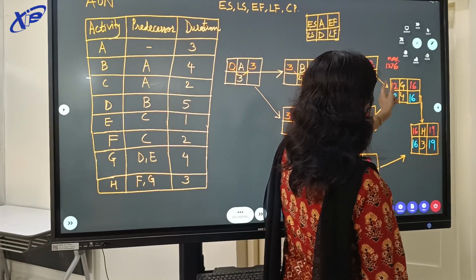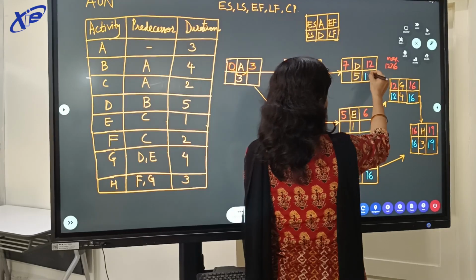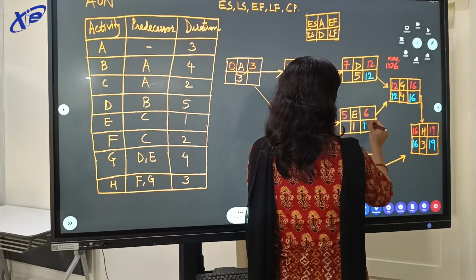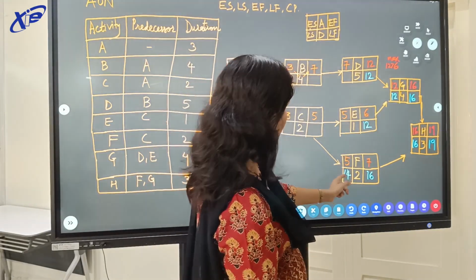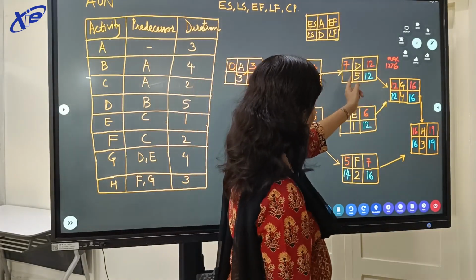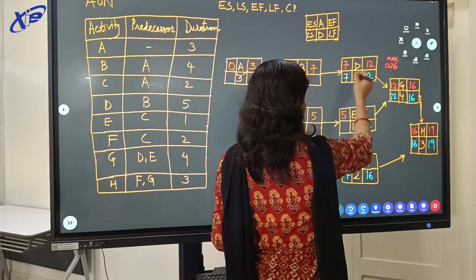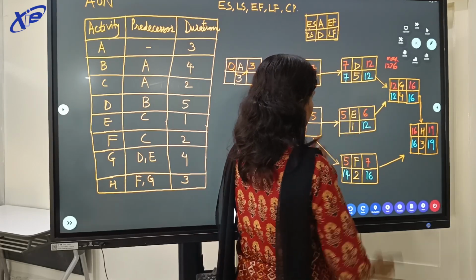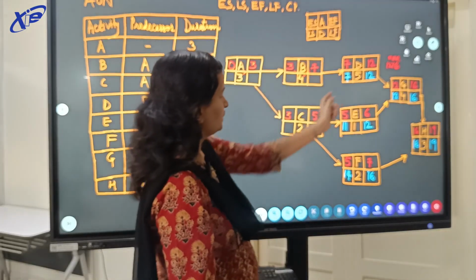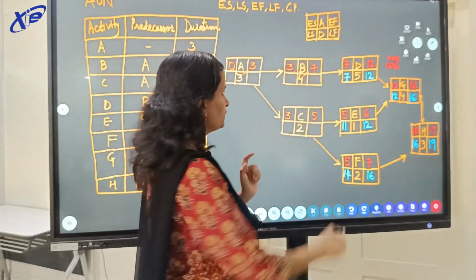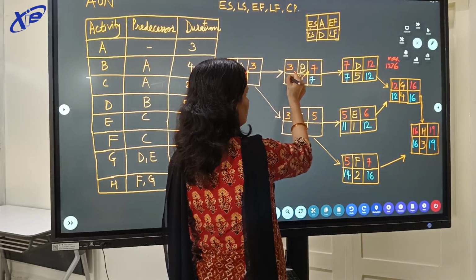This 12 will be taken at D and E. And 12 minus 5 comes out to be 7, and 12 minus 1 comes out to be 11. 7 will be taken over here towards B. 7 minus 4 is 3.